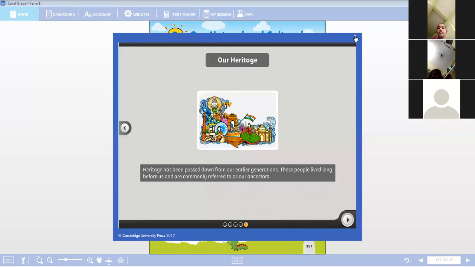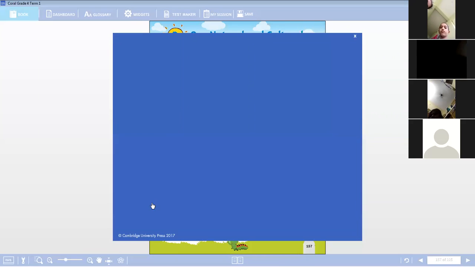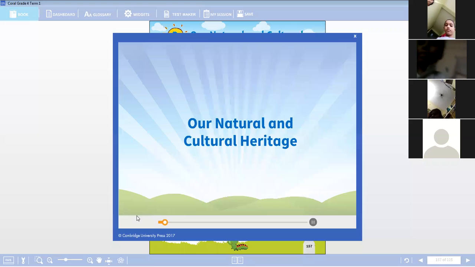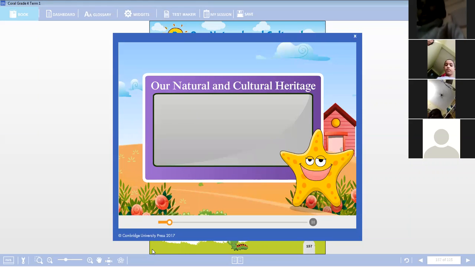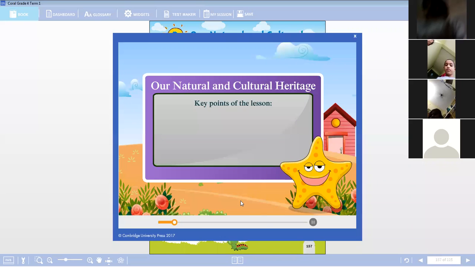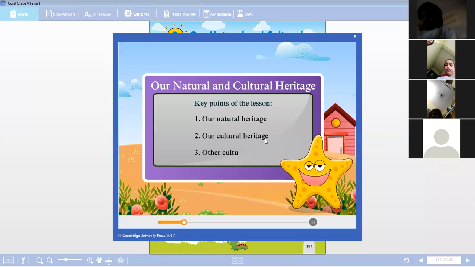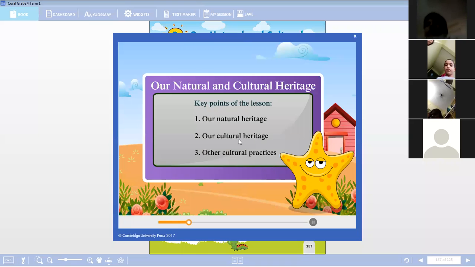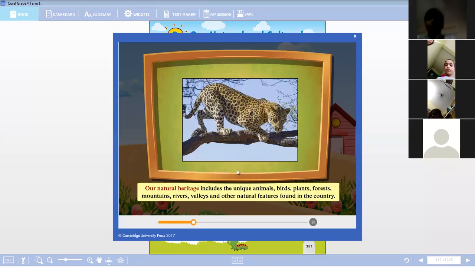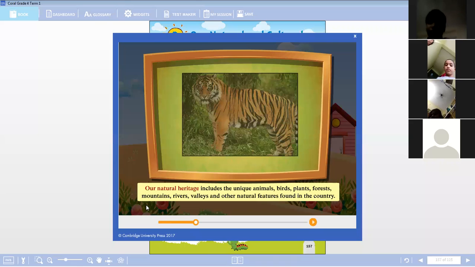Okay, children. Let's have a view about our culture. Key points covered in this lesson are what is natural heritage and cultural heritage, other cultural practices also. See, children, our natural heritage includes unique animals. Unique means specific animals, special. In your language, it is special.